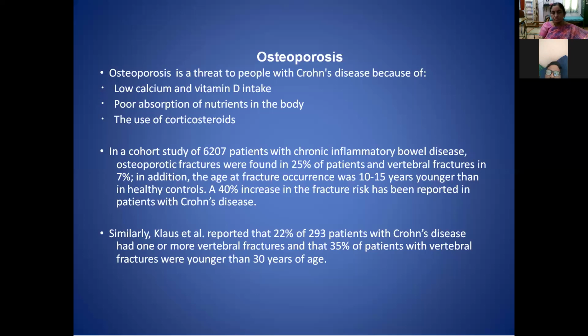The next study, Klaus et al., reported that 22% of 293 patients with Crohn's disease had one or more vertebral fractures, and that 35% of the patients with vertebral fractures were younger than 30 years of age. Same thing. One is a high risk for fractures of both the peripheral bones and vertebrae. Second is that these fractures usually occur at an early age when compared to normal people.